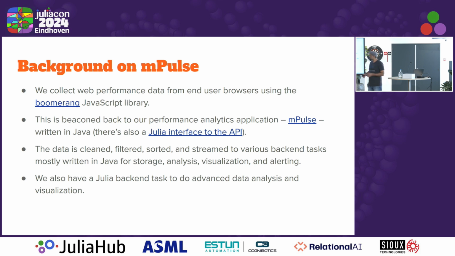It's called mPulse. It's written in Java, but there's also a Julia interface to it called mpulseapi.jl. You can package add that. It's in the registry. The data in the Java process is cleaned, filtered, sorted, and then streamed to various backend services. One of them is our data warehouse where it'll be stored for the longer term. Other parts do anomaly alerting, visualization, and then there's also a Julia backend which has advanced data analysis and some amount of visualization.